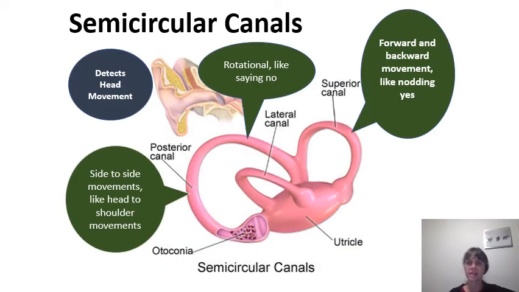When we look at the semicircular canals, these also help detect head movement, anything that's rotational, like saying no, or side to side, shoulder to shoulder movements, or even forward and backward when it's nodding like this, as opposed to just tilting the head. If it's going back and forth, then that's more motion that's picked up by the semicircular canals.